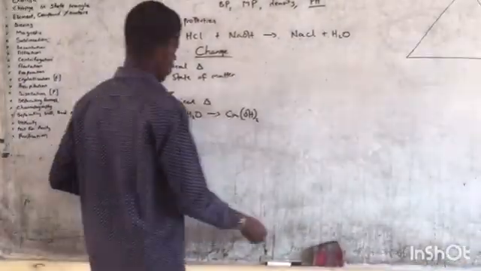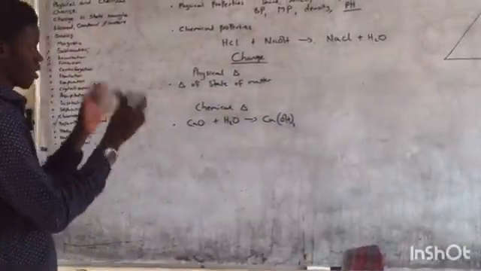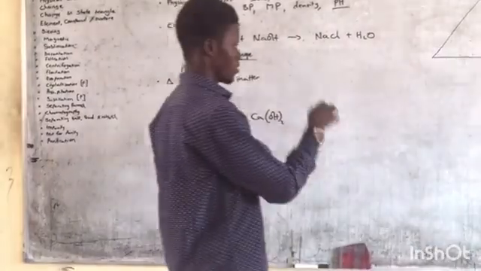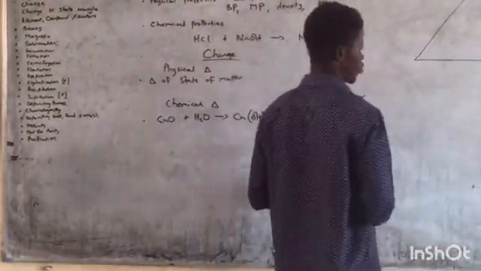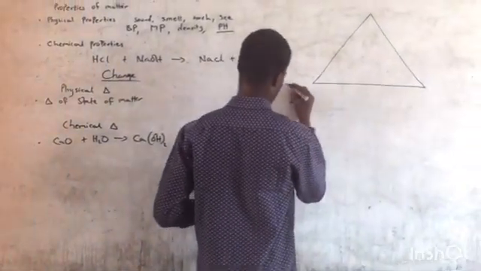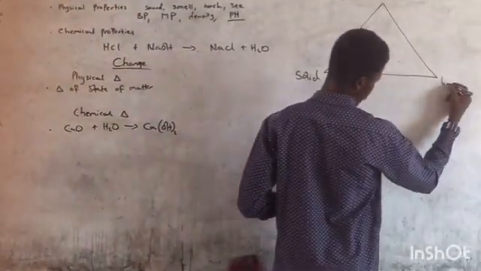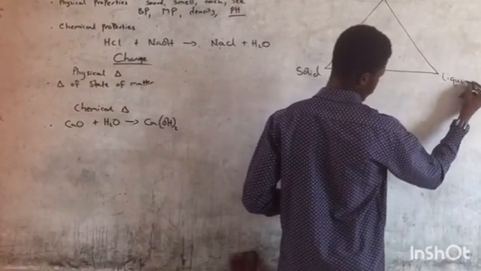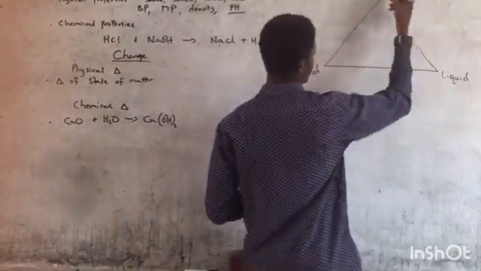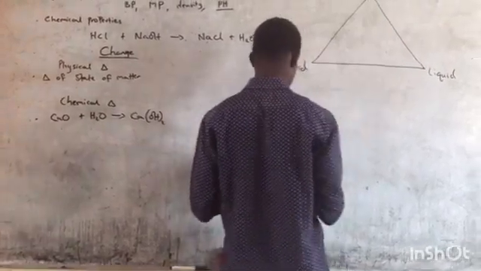So, change of state, instead of matter, using our triangle. This is my big triangle here. Let's say this side is our solid side. It's very important to know. This is our liquid. I believe in some past questions you will see a triangle like this. This is our gas here.